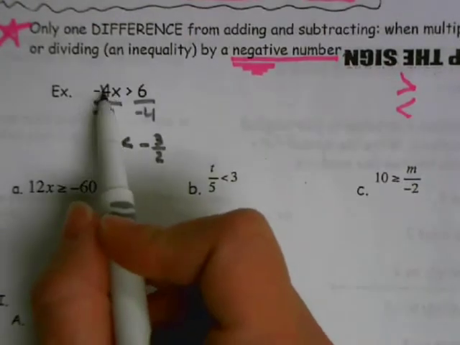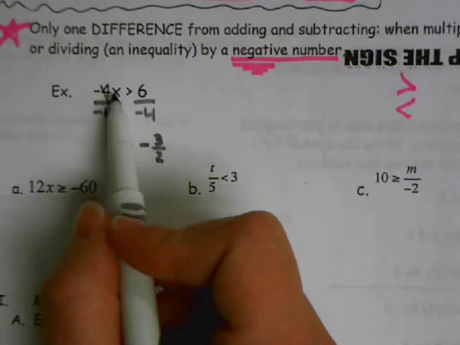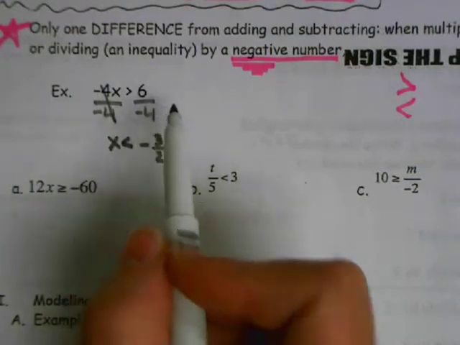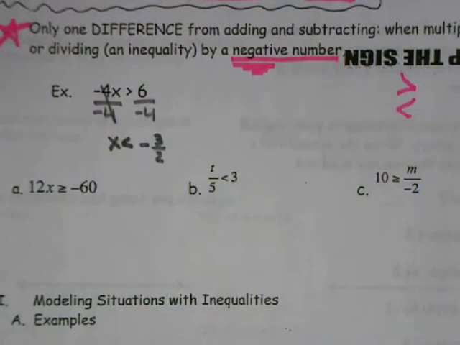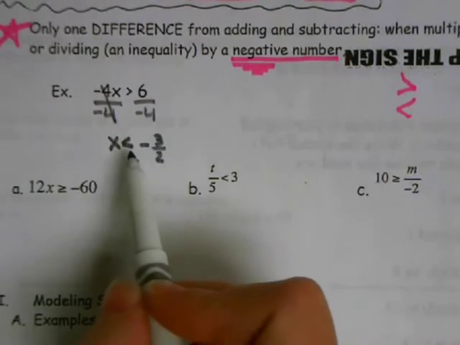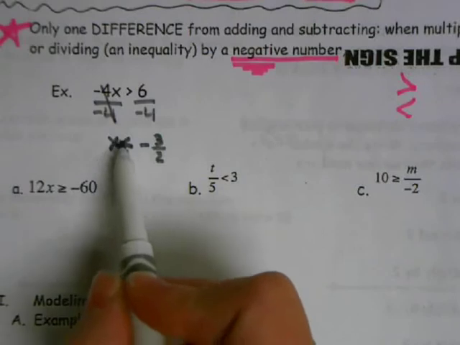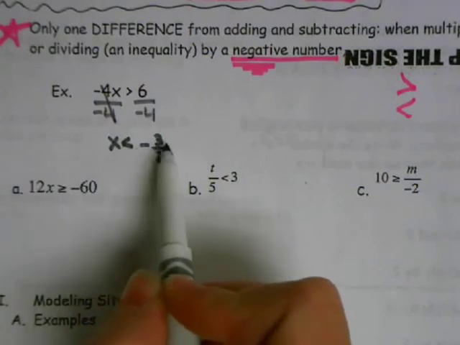Would it work? Negative 4 times negative 5. What's a negative times a negative? It's a positive, so positive 20. Is that greater than 6? Sure, that works. If we hadn't flipped the sign, though, if we hadn't done this, we would have been looking at x is greater than negative 3 halves or negative 1.5.